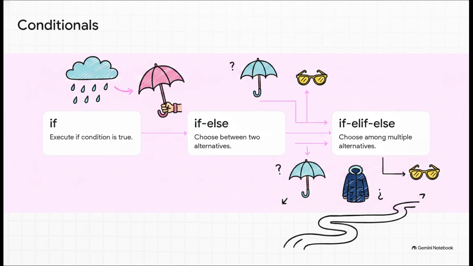And finally, Step 3, if elif else. That elif is just Python speak for else if. You bring this out when you've got multiple conditions to check. So if it's raining, take an umbrella. Elif it's snowing, grab a heavy coat. Else, just take your sunglasses. It lets your program handle completely nuanced, complex, real-world scenarios.